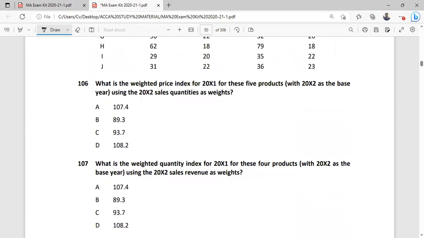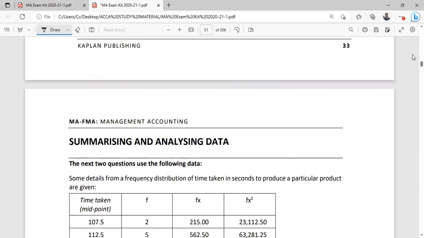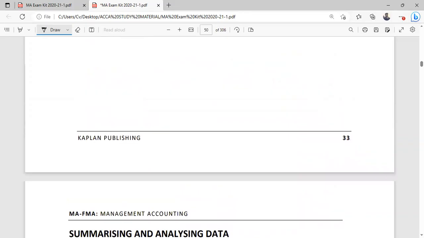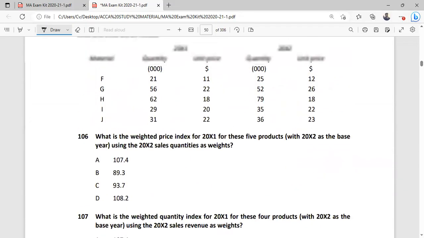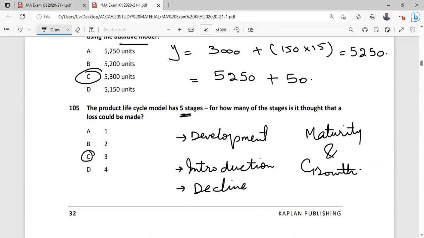Then the same last 2 questions, as I told you, do not focus on these questions. These are very time consuming. So we are done with this topic.